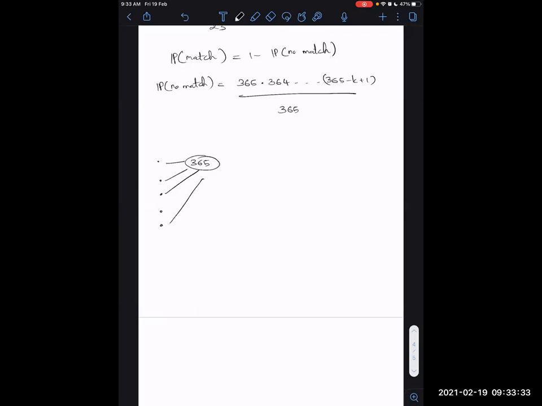A sample output would be this, right? The first person just picks one. The second person picks one again. The third person picks one again, up to the last person, the kth person, picking one again out of 365. And it can be 365, 365, everyone picks 365. So how many ways can this happen? Exactly, 365 to the power k.